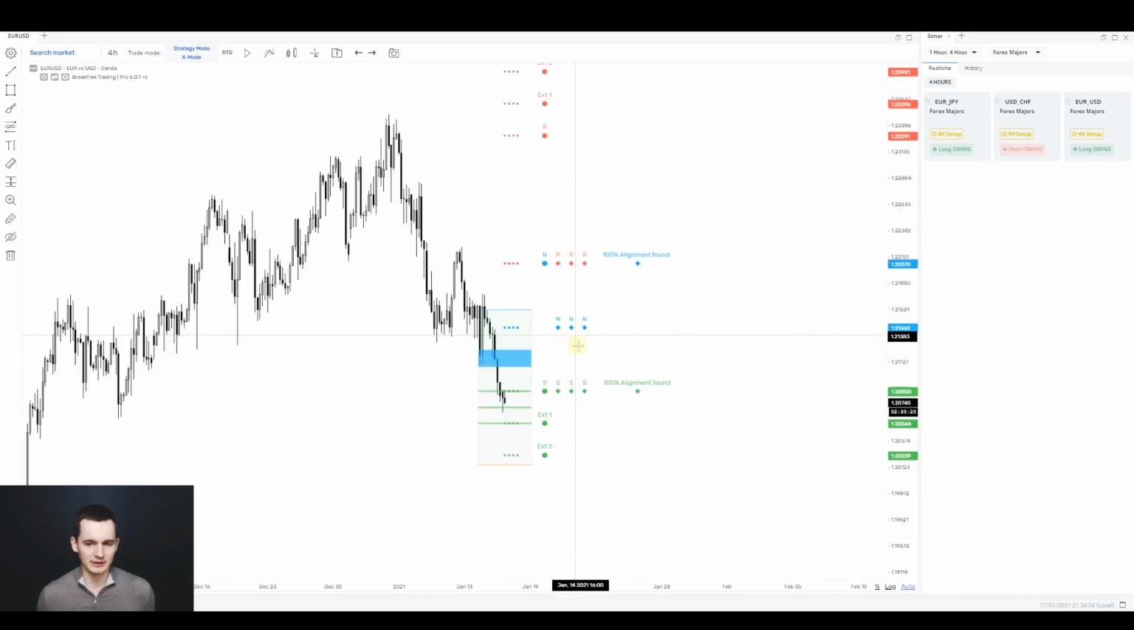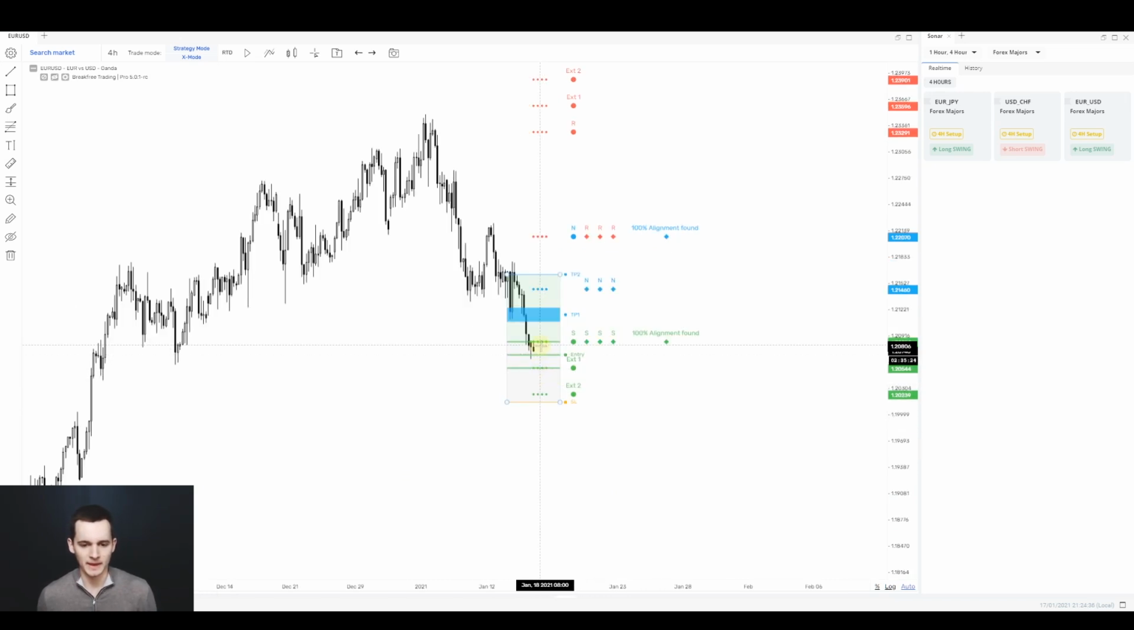So it really depends how this next candle closes. If it does close pretty bearish, we'll probably come down into the extension 1. That's totally fine.